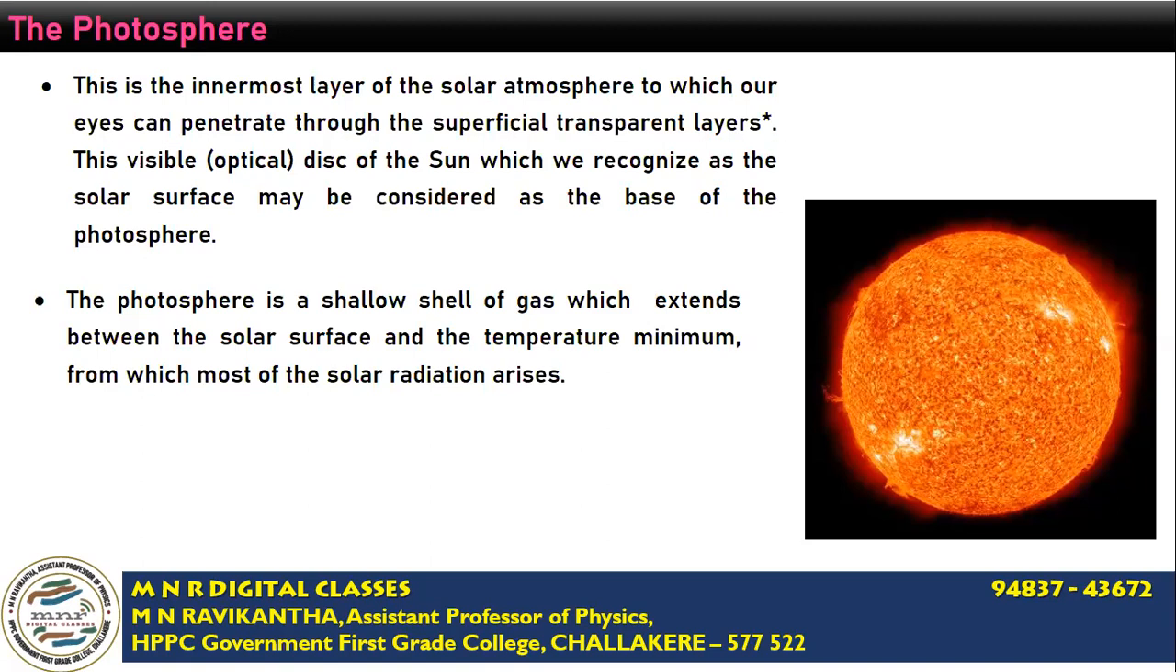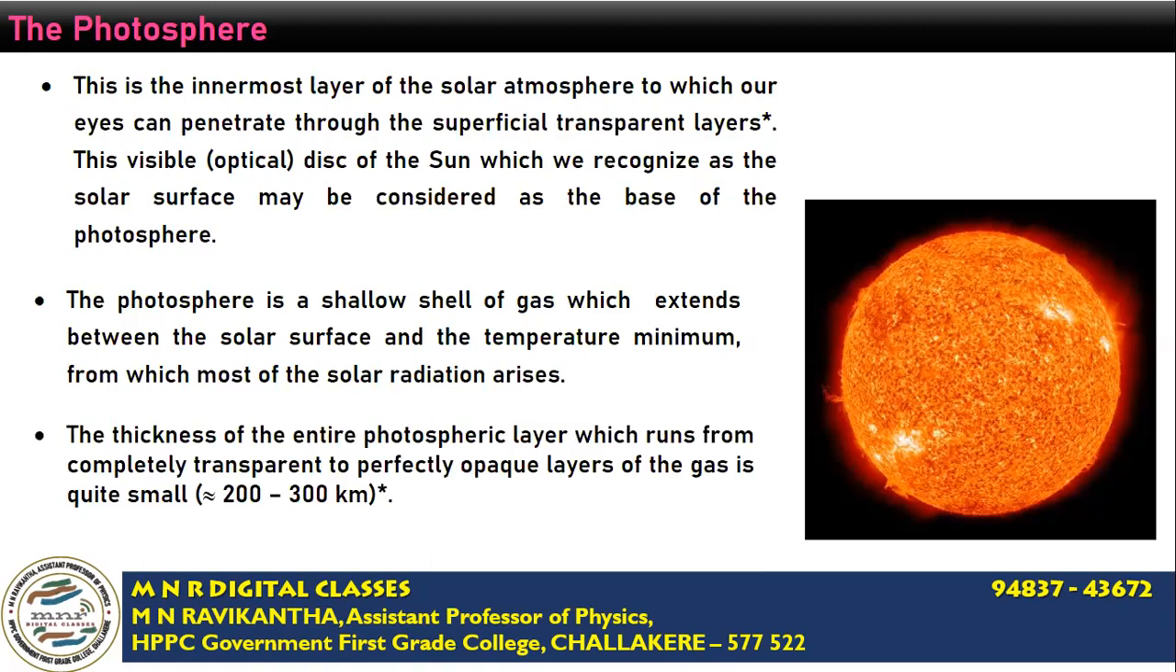So we can define the photosphere as a shell of gas which extends from the solar surface, that is the base of the photosphere, to the temperature minimum region, that is the transition between photosphere and chromosphere. This is the part where most solar radiation arises. The thickness of the entire photospheric layer, which runs from completely transparent to perfectly opaque layers of the gas, is quite small. The thickness of the photosphere is about 200 to 300 kilometers.